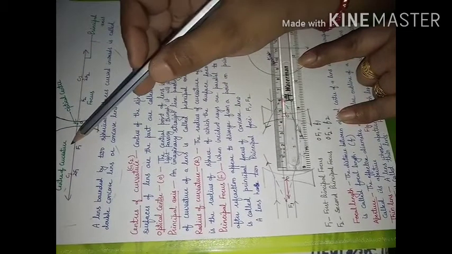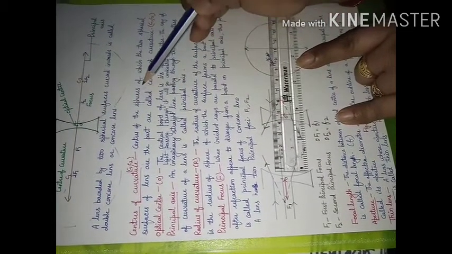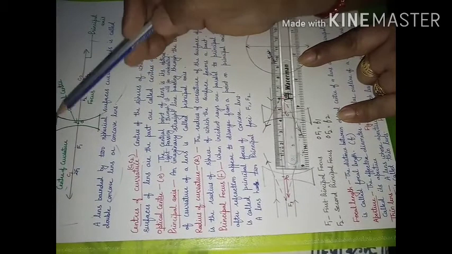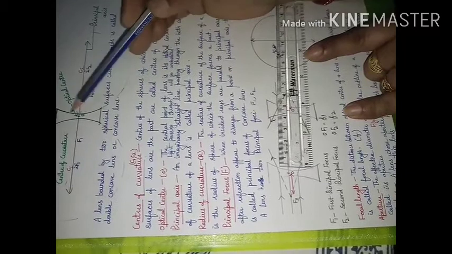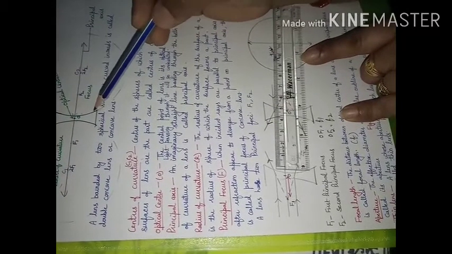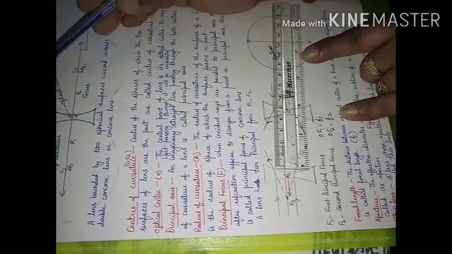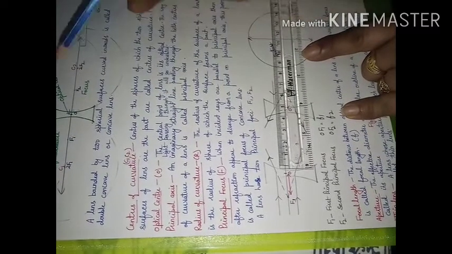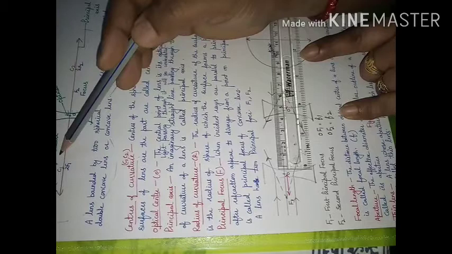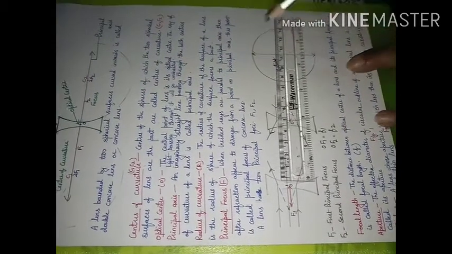So what is center of curvature? The centers of the spheres of which the concave lens is a part. It means in drawing the concave lens, I have used this curved surface. This curved surface is part of this sphere. This curved surface is part of this sphere. So the centers of these spheres will be known as centers of curvature.